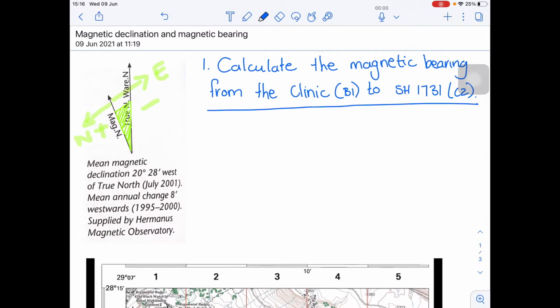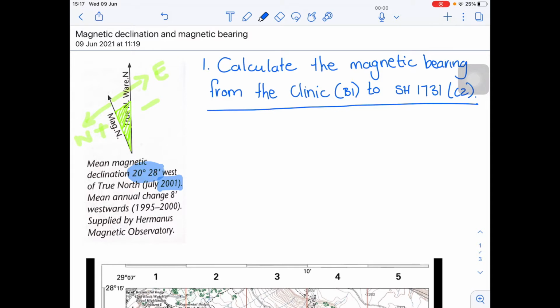Now, the important information in the sum that we need to focus on, and this information is printed on the actual map, is they tell you what the average declination angle is for a particular year. So mean magnetic declination is the average size of the pizza slice, if I have to translate it into an easier way of understanding it. The average size of a pizza slice in 2001 for this map, that's what's important, was 20 degrees and 28 minutes in terms of a size of an angle.